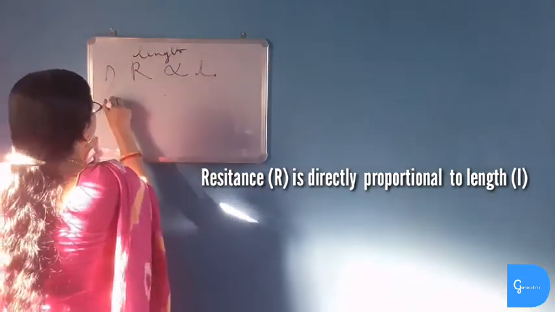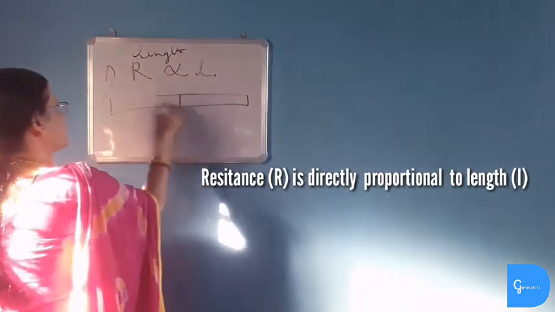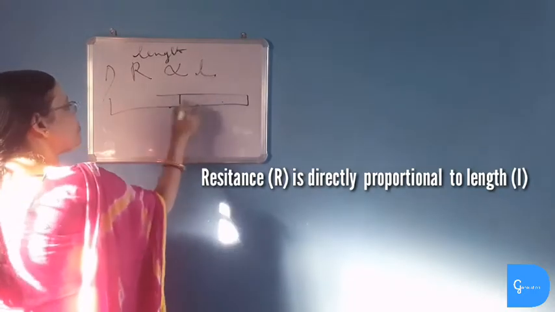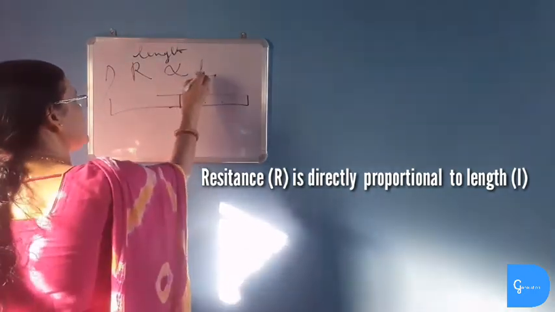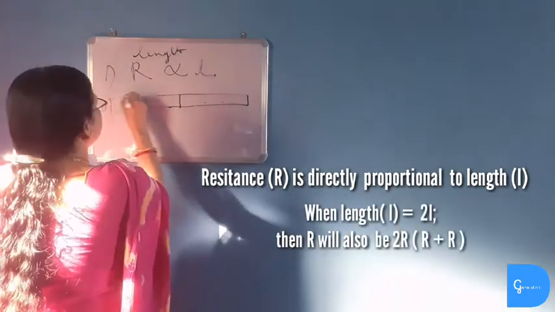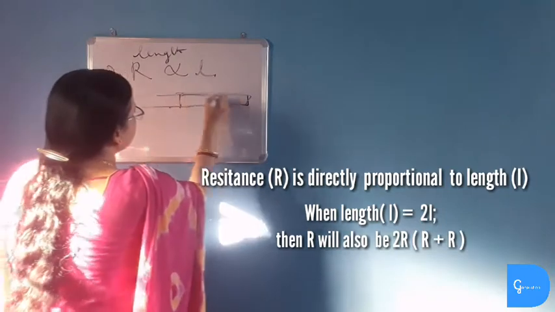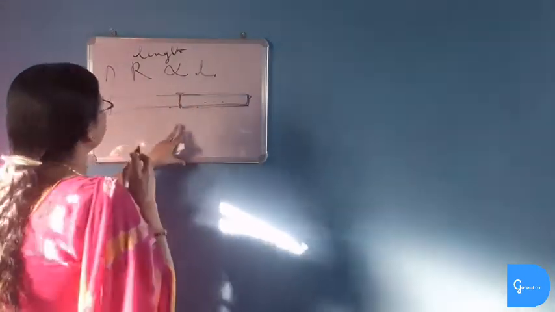Now we can consider the double length of the wire to be equivalent to 2 resistors connected together in series, and the resultant resistance will be the sum of the 2 resistors, which is double the resistance of the original value. So we can see that double length means 2 resistors connected together in series, having double the resistance of the single resistor.